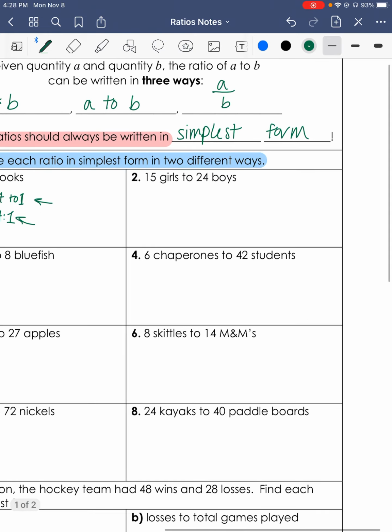All right, so 15 girls to 24 boys. Just say 15 to 24. See if we can simplify this. Let's divide top and bottom by the same number. And I'm going to say, let's do 3 here. 15 divided by 3 is 5, and 24 divided by 3 is 8. So our ratio here, there's 15 girls and 24 boys, but our ratio in simplest form is 5 to 8. So we can say 5 to 8 this way, and also 5 to 8.